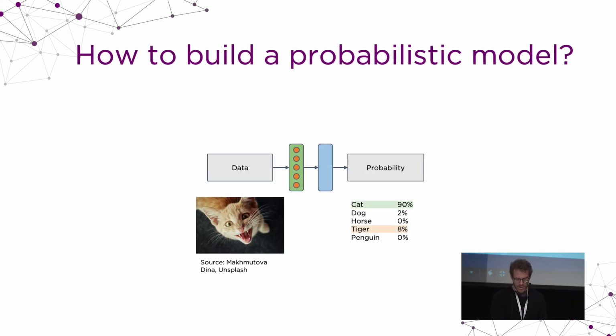And now for multi-class prediction, I must identify one and only one concept in the image. So it must be a cat, or a dog, or a horse, or a tiger, or a penguin, but it cannot be 2 concepts at the same time. It's only one among the n concepts. Here my model is 90% sure that it's a cat, but it may also be a tiger with 8% and a dog with 2%.